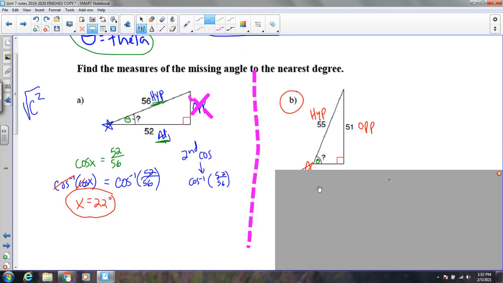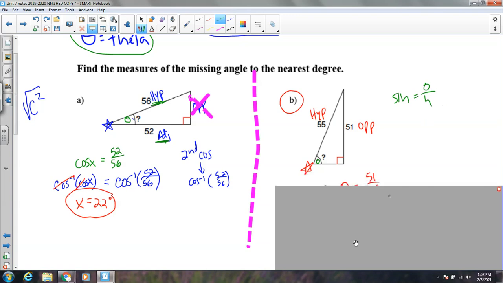So reference angle is my theta. In this case, we're looking for the opposite and the hypotenuse relationship. So SOHCAHTOA. This is the sine relationship. Sine is the opposite over the hypotenuse. And again, it's different from the last page. It's not the sine of a number here. It's not the sine of 51. It's not the sine of 55. It's always the sine of the angle that we're working with. But in this case, we don't know the angle. So it's the sine of theta. I use theta this time. The sine of theta equals the opposite side divided by the hypotenuse.